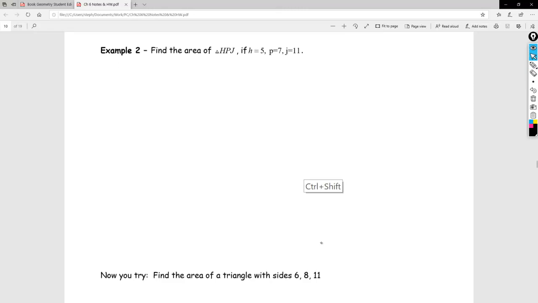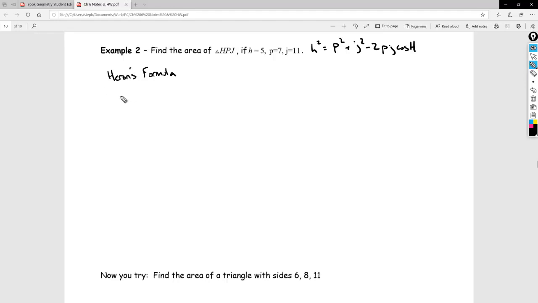This time they did not give us an angle, they gave us 3 side lengths. Now what you could do is use law of cosines. So you definitely could solve for angle H or P or J using this. An alternative is to use what's called Heron's formula. Okay, in which case it's a 2-step process, so it's really easy.